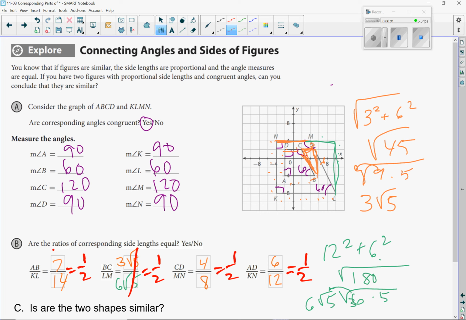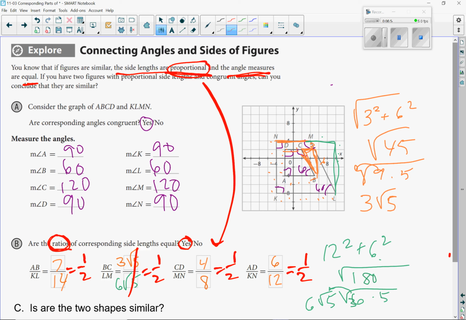So all the ratios of the corresponding sides are equal. The sides are not equal, but the ratios are equal. So that's a yes. Are the two shapes similar? Let's go back up here and look. The side lengths have to be proportional. That's what we mean by they all reduce to the same ratio. And then the angle measures are equal. Well, that's what's happened here. So, yes, they're similar by this definition of similar figures.